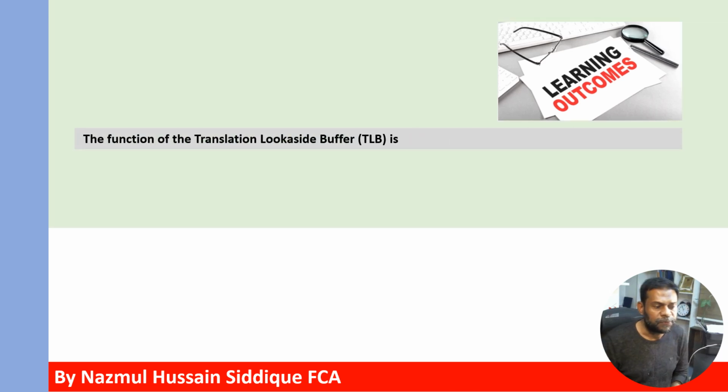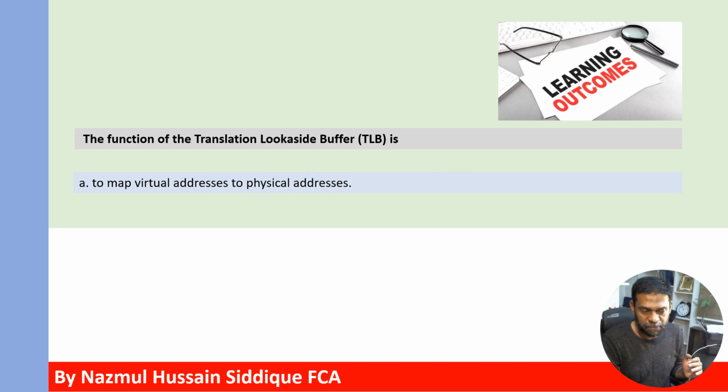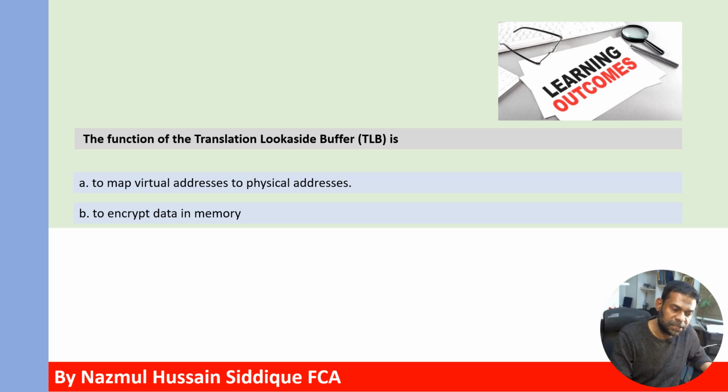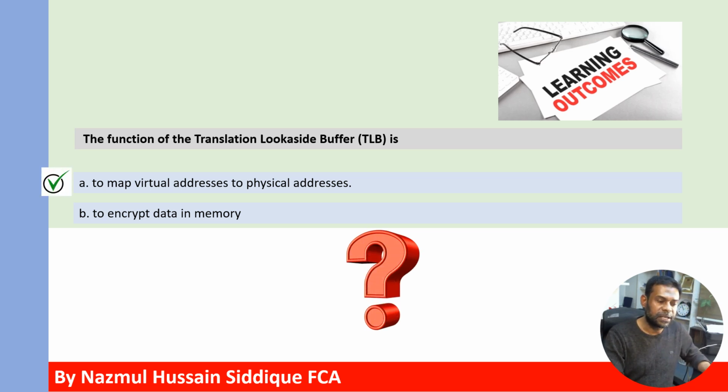Next question. The function of the Translation Lookaside Buffer, TLB, is to map virtual addresses to physical addresses or to encrypt data in memory. Which one is the correct answer? The correct answer is A. To map virtual addresses to physical addresses is the function of the TLB, and TLB means Translation Lookaside Buffer.